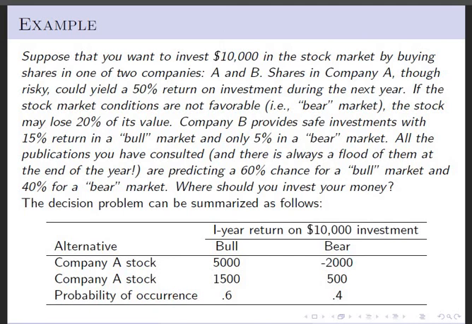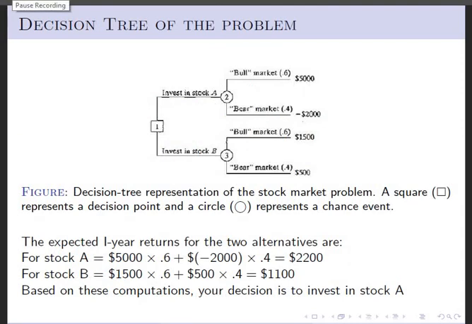These favorable and unfavorable conditions in the market are also known as bull and bear market. There is a chance of 60% of a bull and 40% of a bear market. The decision problem can be expressed as the following payoff matrix. This figure represents the decision tree of the stock market problem. The square represents the decision point and the circle represents a chance event.